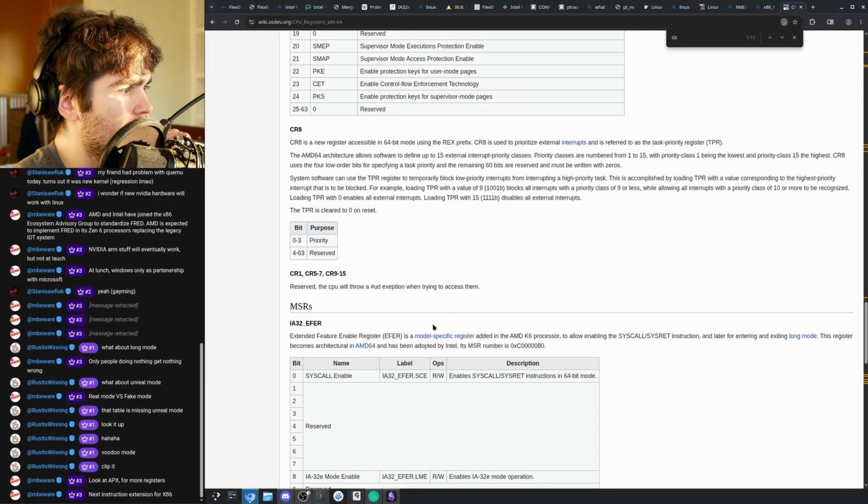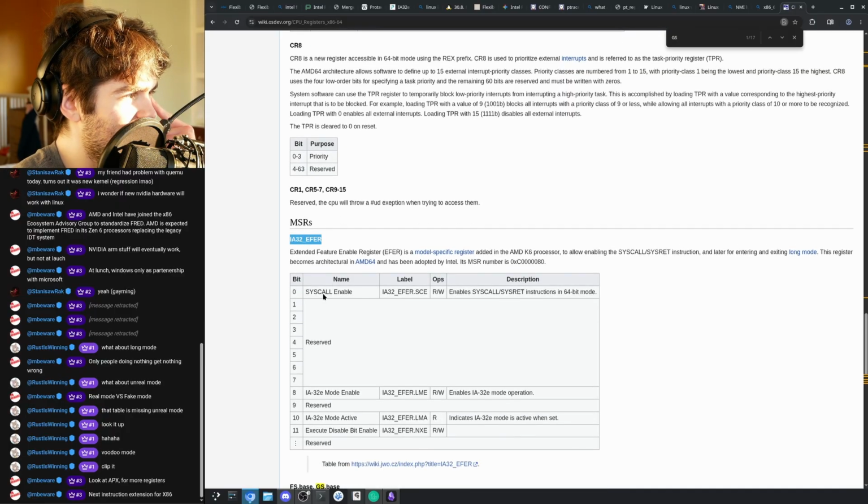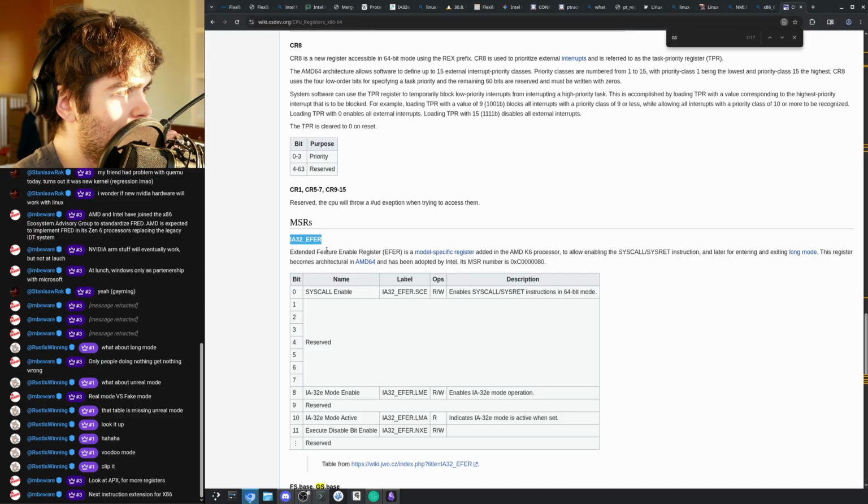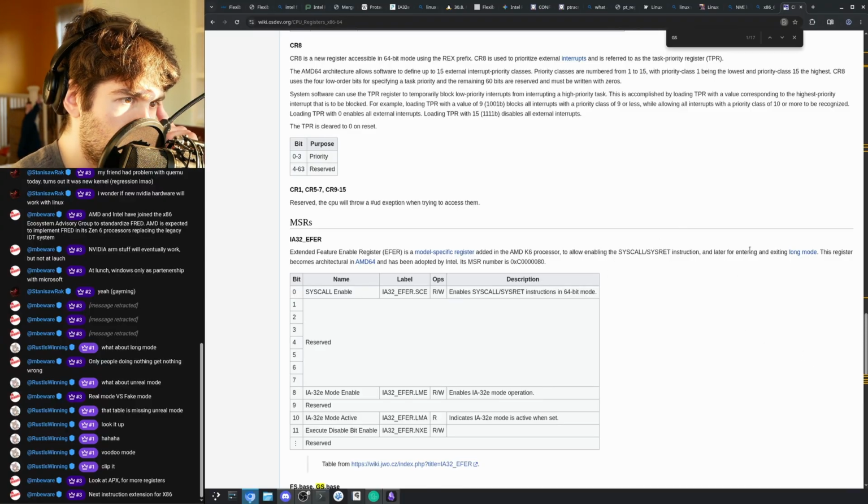Oh, the CRs. I want the CRs. I like this one, okay? IA32 EFER. Extended feature enable register is a specific model register added in the AMD K6 just before they made it a cassette. To allow enabling the syscall sysret instruction and later for entering long mode. Okay, cool, but I don't give a fuck.